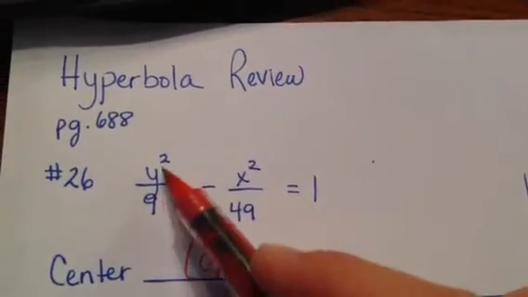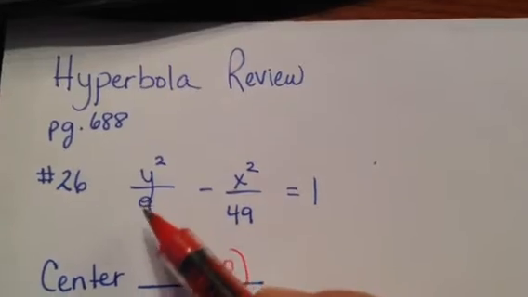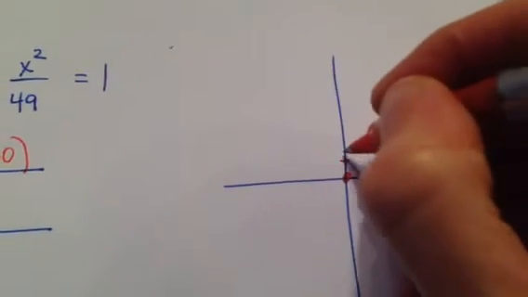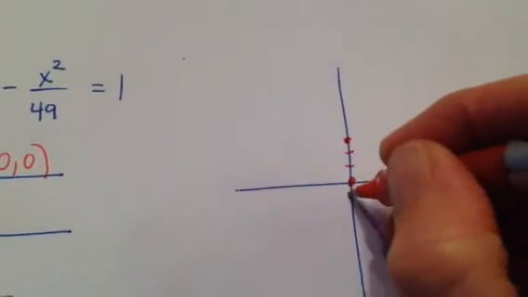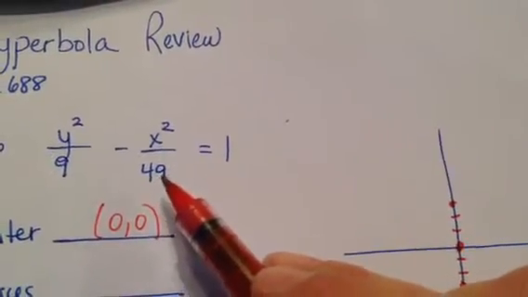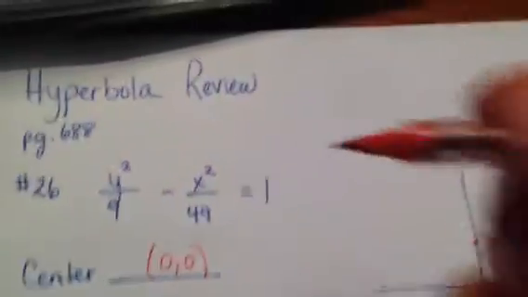Okay, same difference. Under the y is a 9, so whatever that is, just take the square root of it, which is 3, and that tells you how far to move up and down. So I'm going to go 1, 2, 3, 1, 2, 3. Okay, under the x is a 49. The square root of 49 is 7.